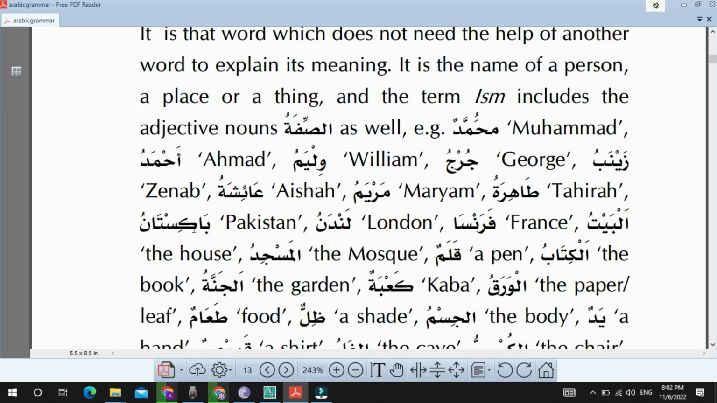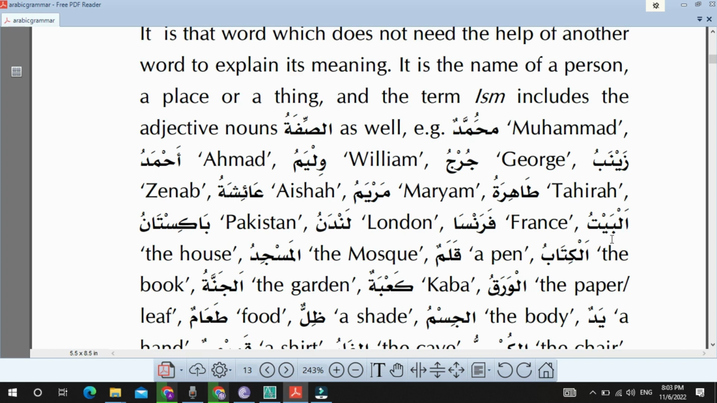Pakistan. You should keep in your mind that in Arabic there is no sound like pa. The sound of P is not available in Arabic. They use ba, the sound of B, in the place of P. London. This is London, but in Arabic it is pronounced differently. The Arabian people do not use this sound. France.